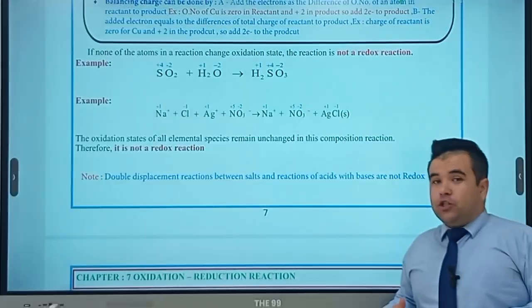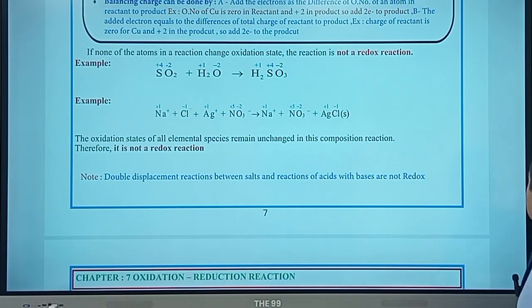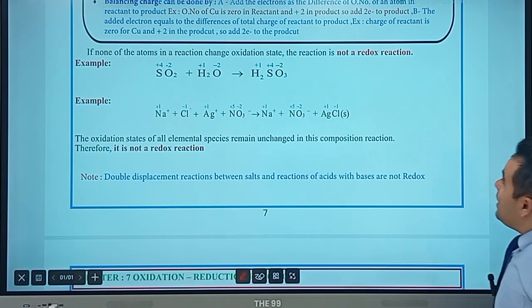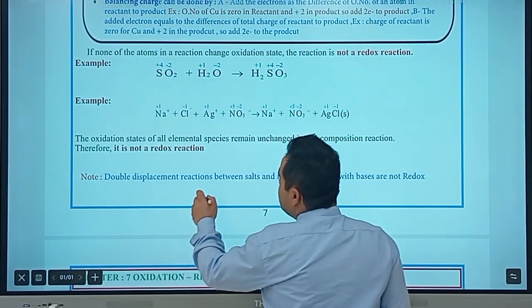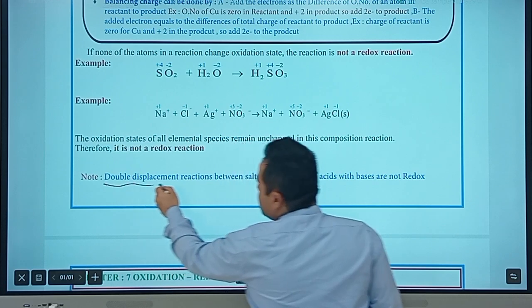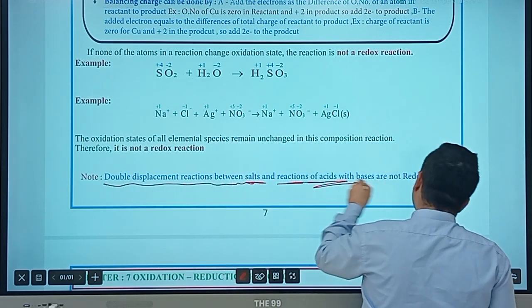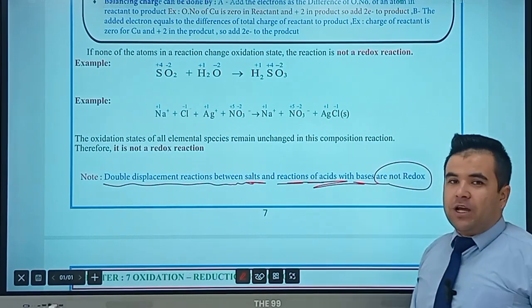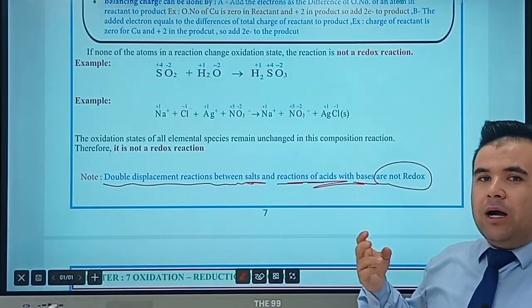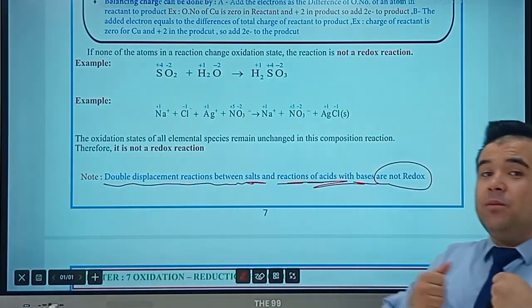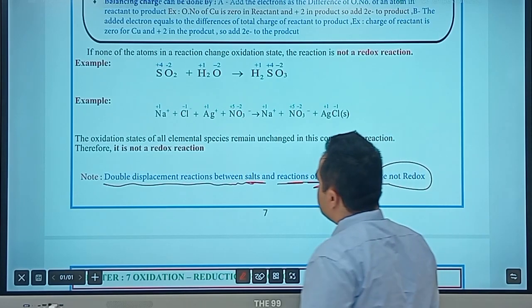Are all the reactions redox reactions? No, of course, we have some reactions which are not redox. The examples which are not redox usually are double displacement reactions between salts and reactions of acids with the bases, the neutralization reactions. These usually are not redox.